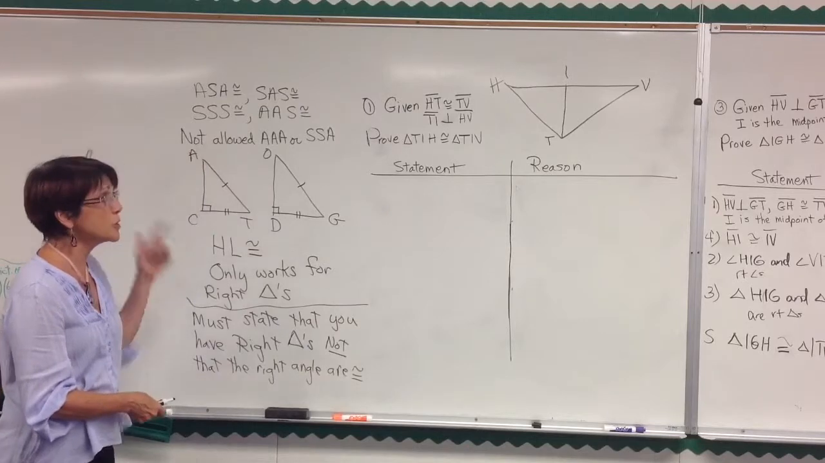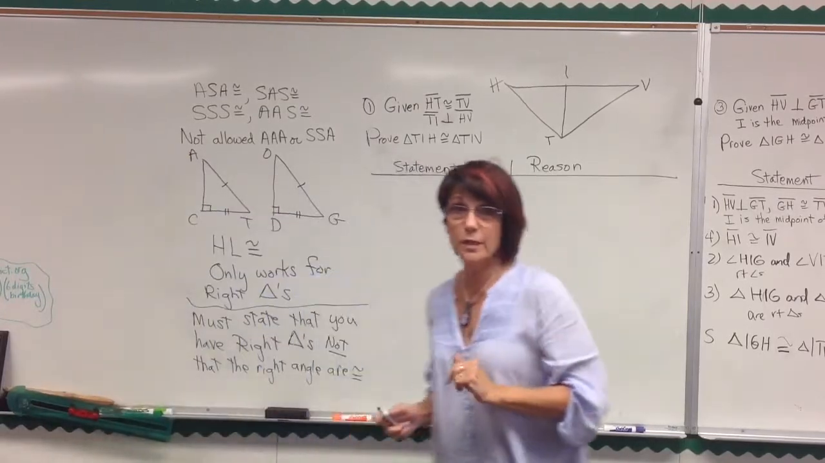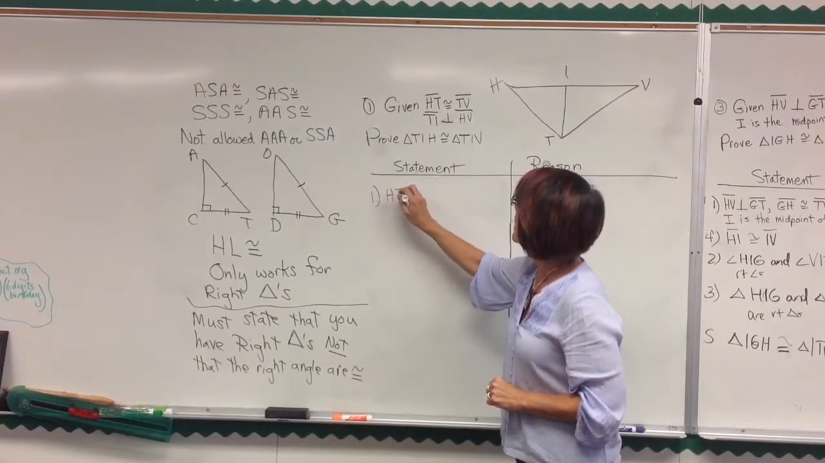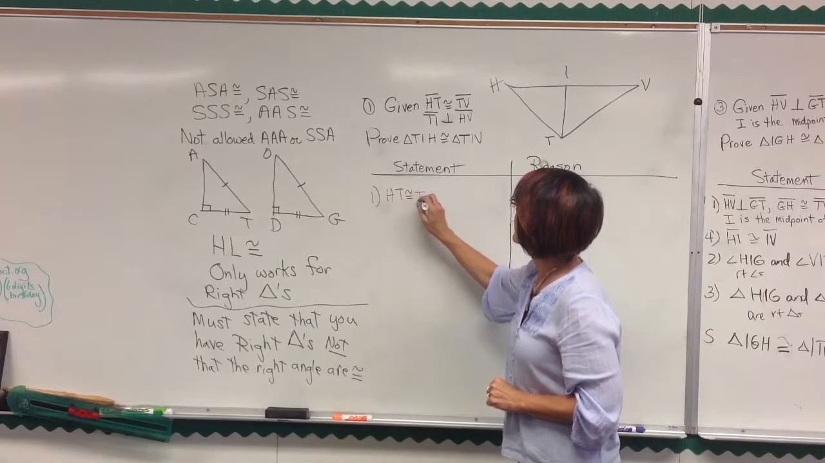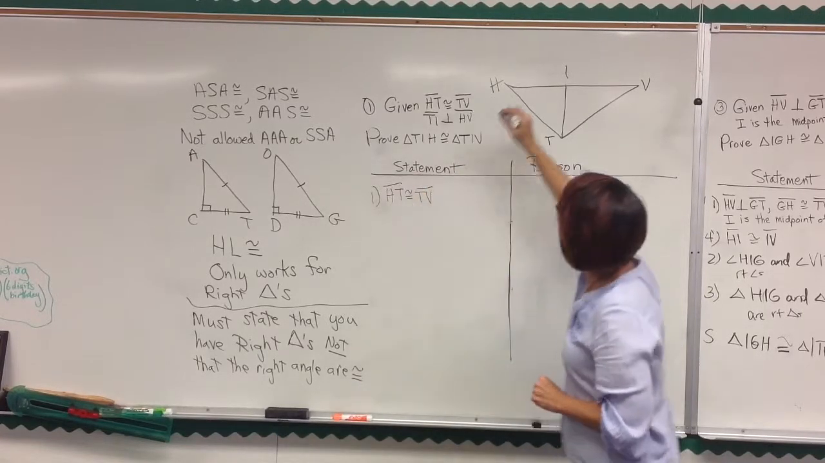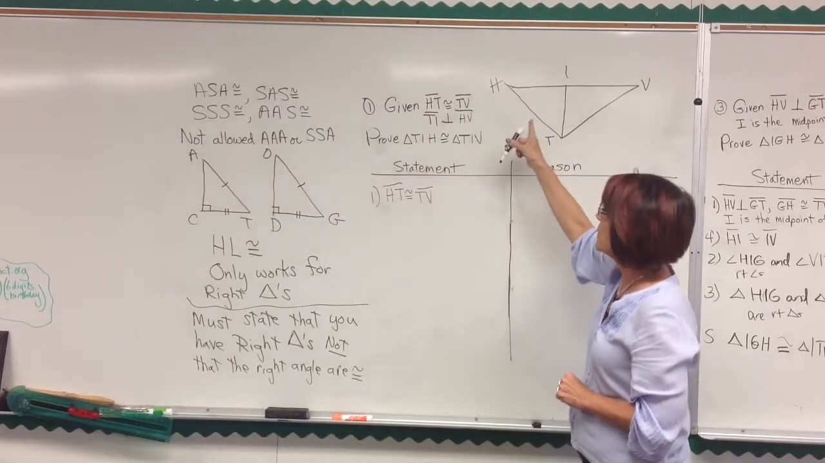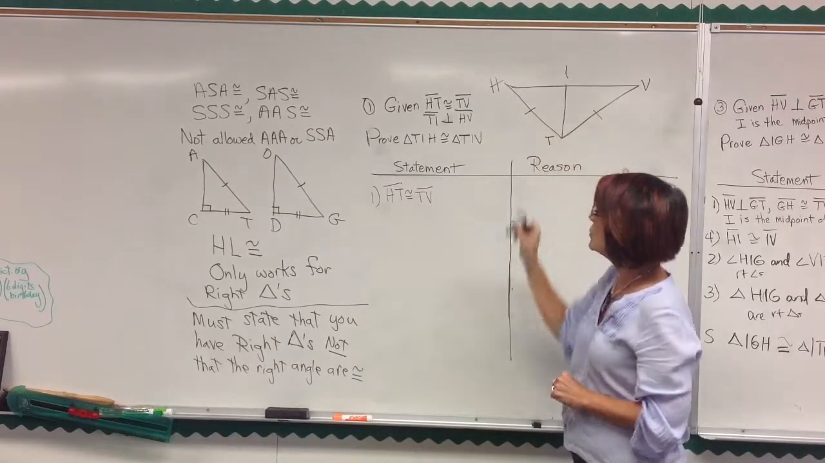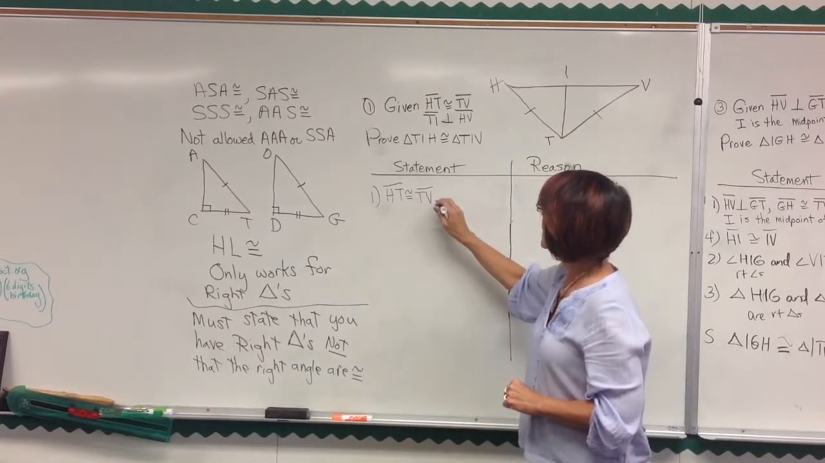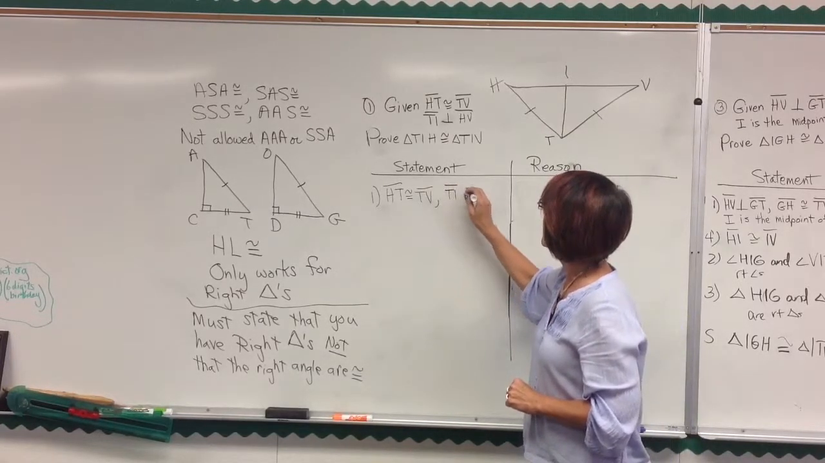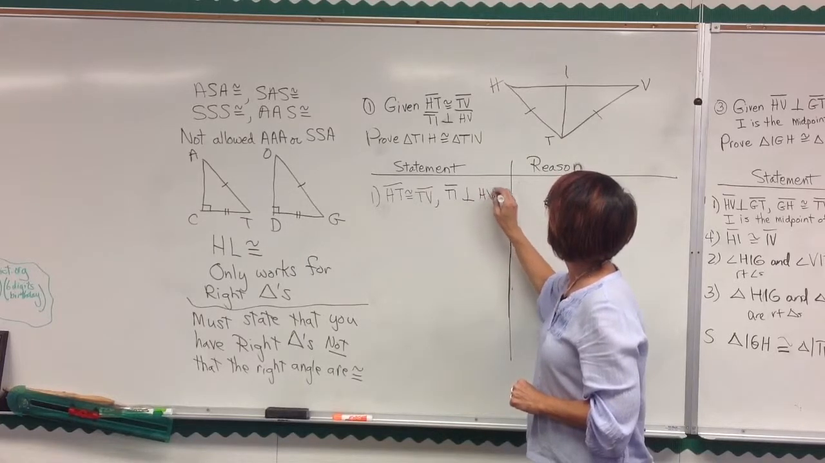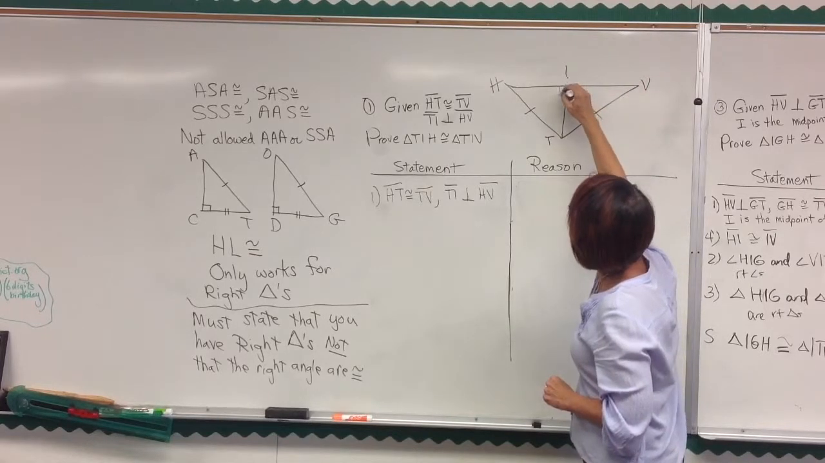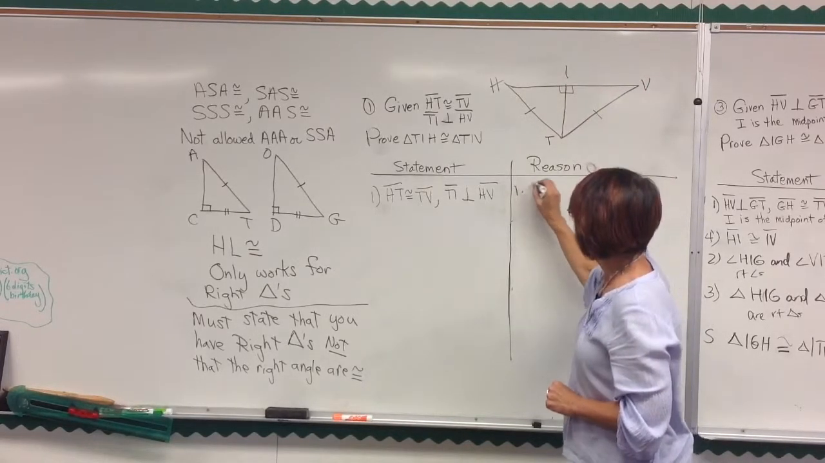So let's do our first problem and you'll see what I'm talking about. Step one, I'm going to write my given. HT is congruent to TV, and as soon as I read it, I'm going to mark my diagram. HT, TV. Okay, those are two hypotenuses. And I'm also given that TI is perpendicular to HV. So TI is perpendicular to HV. And this is given.